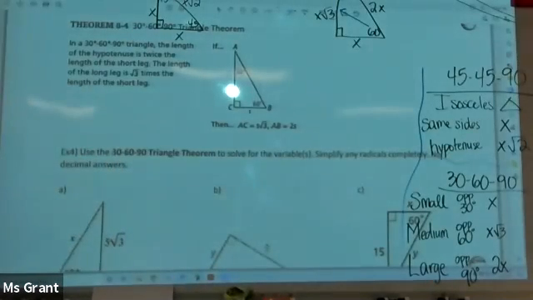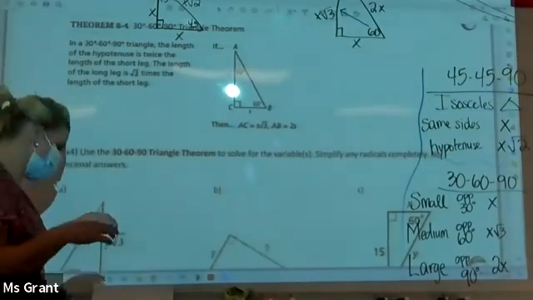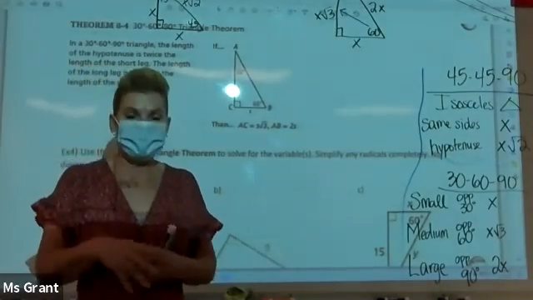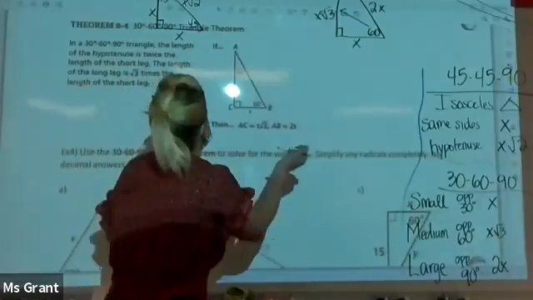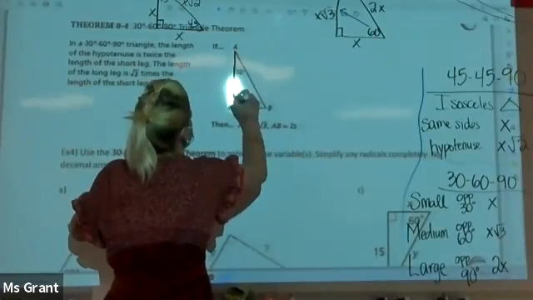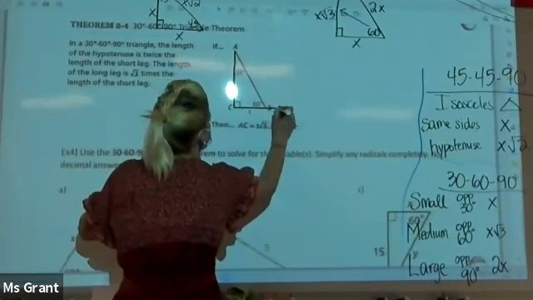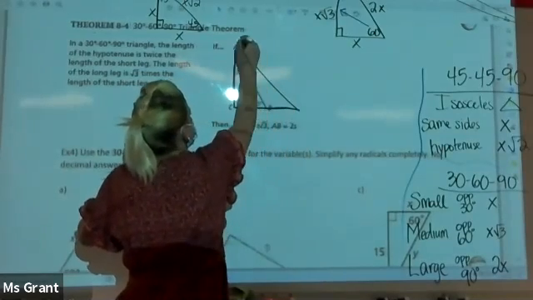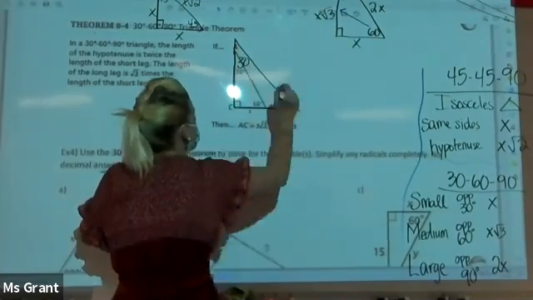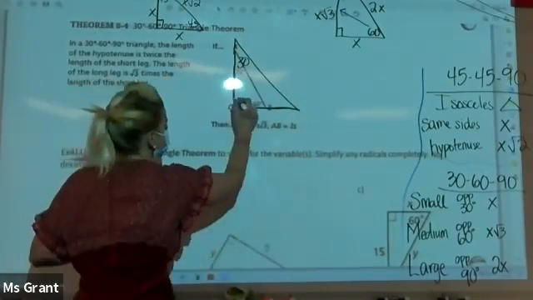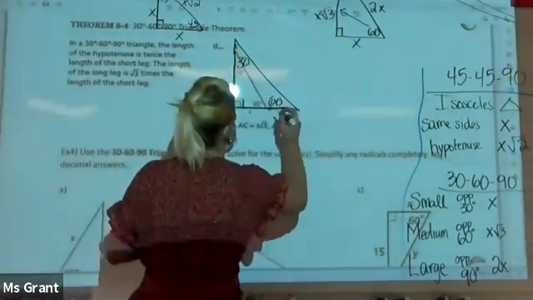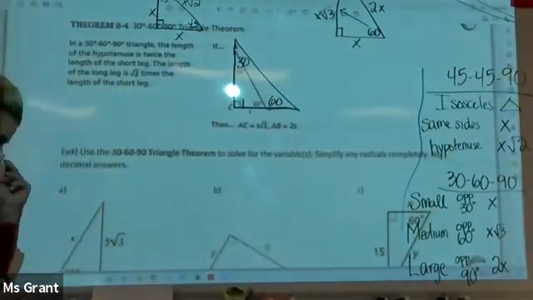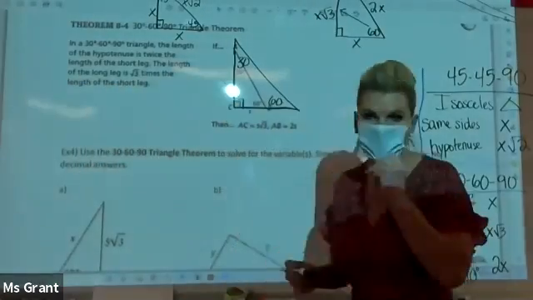Okay. There's another type of triangle that we're going to talk about. It has a 90-degree angle. I'm going to make it a little bit bigger than your example. One of the angles is 30 degrees. The other one is 60 degrees. Okay, here we go.